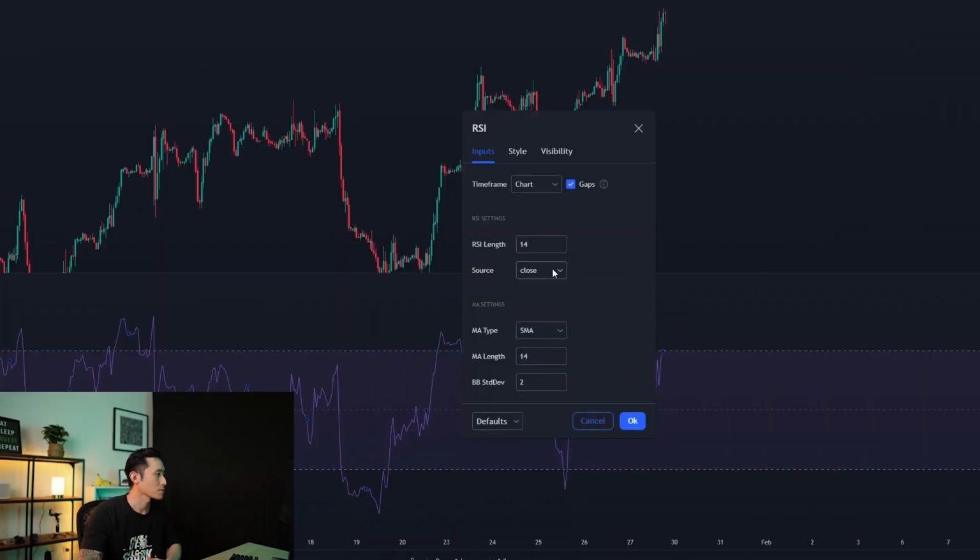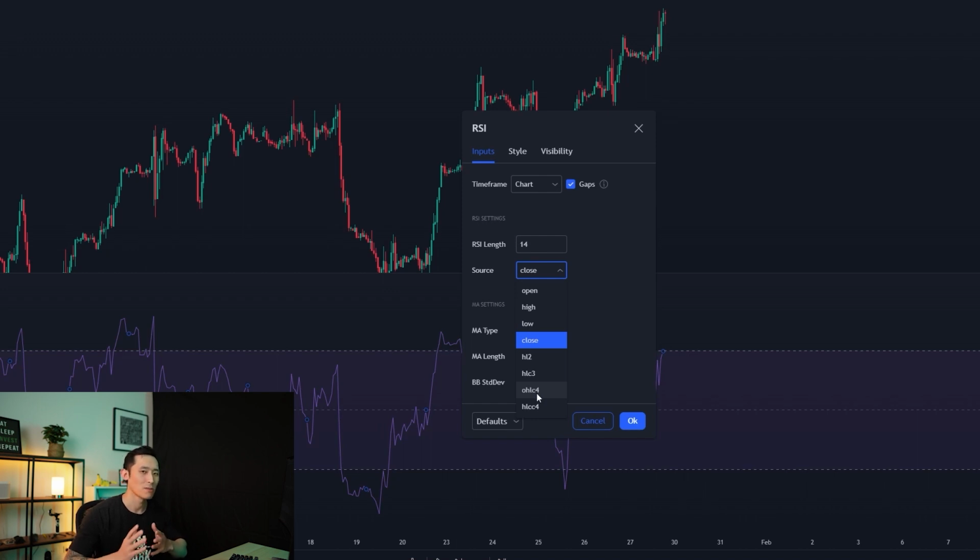Now, the fourth thing you should be aware of when it comes to the RSI is that the RSI has a lot of noise. There are a couple ways to remove this. So first of all, you want to go into the settings for the RSI and change the source. So from close, you can select OHLC4. That just means it's going to take the values of the open, high, low, and close of the candle and divide it by 4, giving you an average and plot the RSI that way.